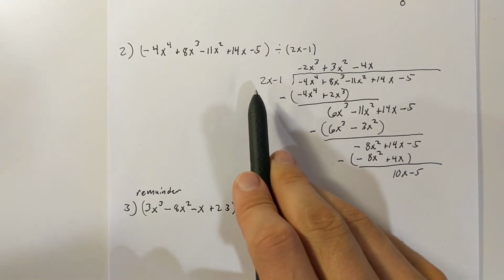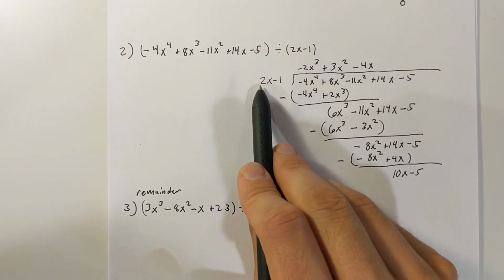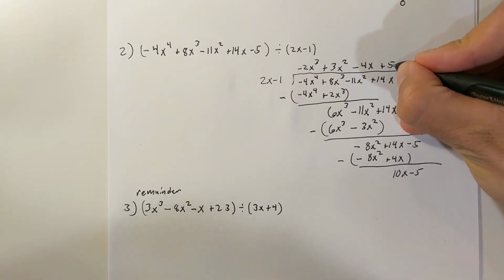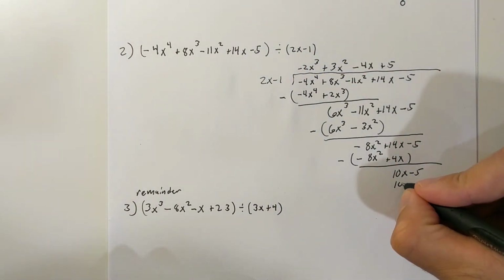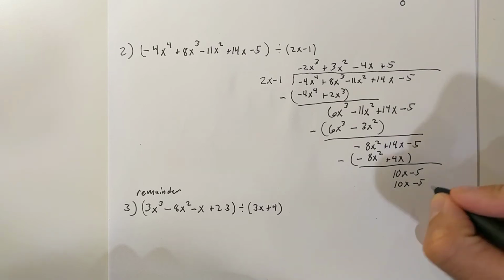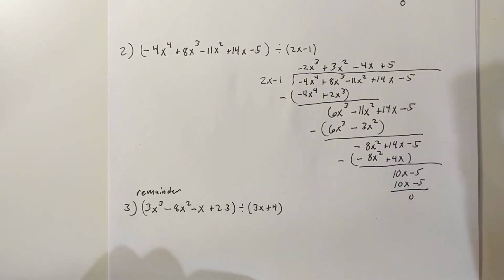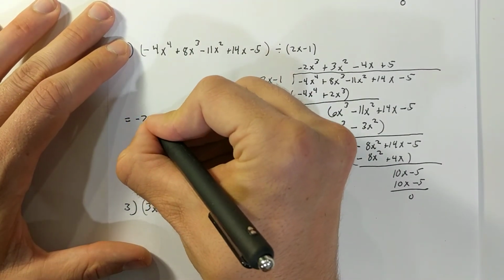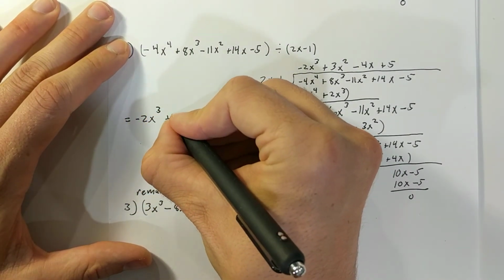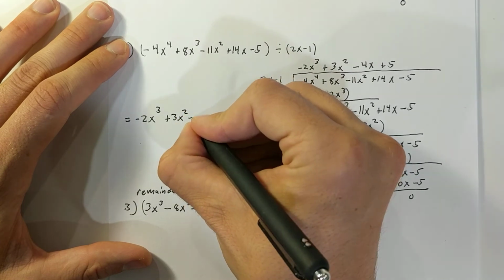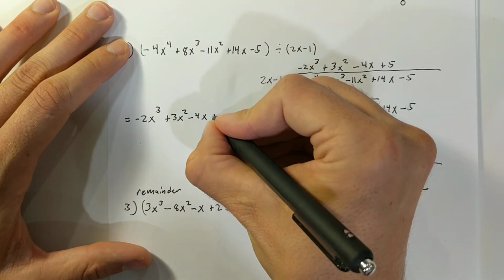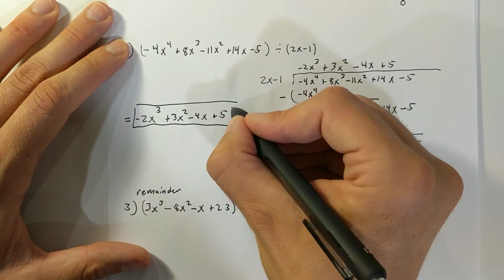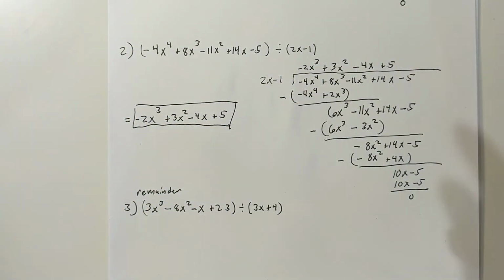That's great because my last thing here, what am I multiplying 2x by to get a 10? I'm going to have to do that by 5. And this works out perfectly, as I said it was going to, right? So no remainder. So my solution here is negative 2x cubed plus 3x squared minus 4x plus 5. That's good. All right.